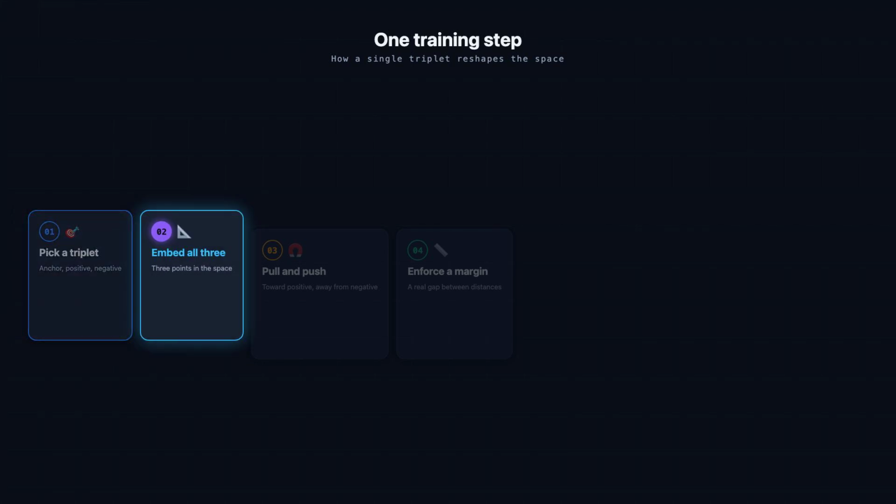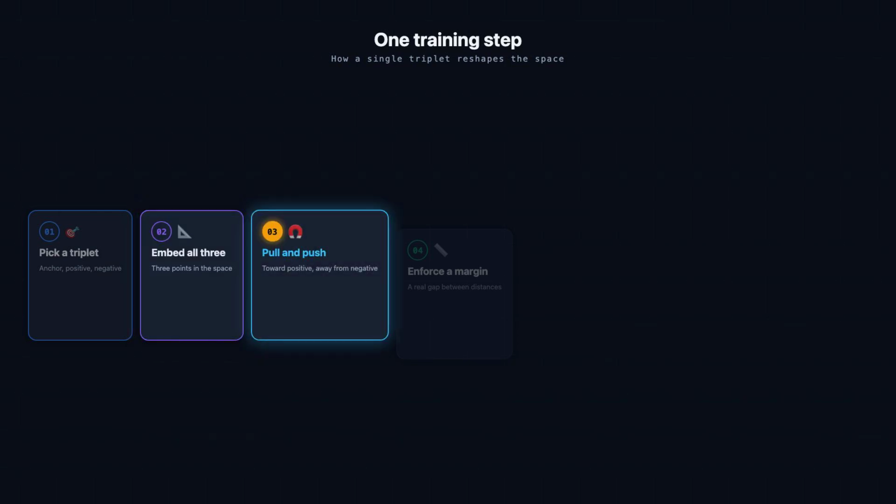Send each of them through the network to get an embedding. Now you have a set of points in the space, and you can measure how far the anchor sits from the positive and from the negative. Pull the anchor toward its positive and shove it away from the negative. Over many steps, the 2 examples of the same person collapse together into 1 tight cluster, while the different person is driven off to the side, out of the way.